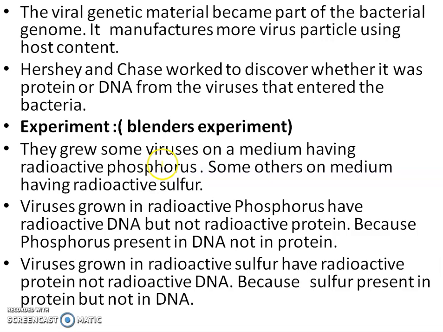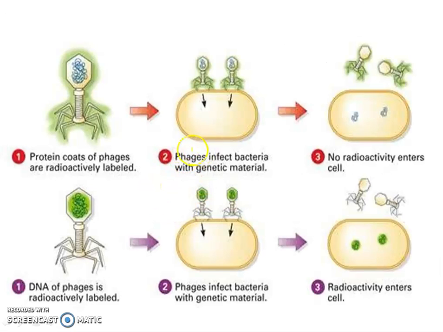So Hershey and Chase, what did they do? In their experiment, they grew some virus on a medium having radioactive phosphorus, and some other on a medium having radioactive sulfur. So they grew 2 types, one subjected to the radioactive phosphorus medium, another to the radioactive sulfur medium. The viruses grown in the radioactive phosphorus have radioactive DNA, but not radioactive proteins, because phosphorus is present in DNA and not in protein. Similarly, radioactive sulfur is found in protein, hence the protein becomes radioactive. So this is the experiment they did.